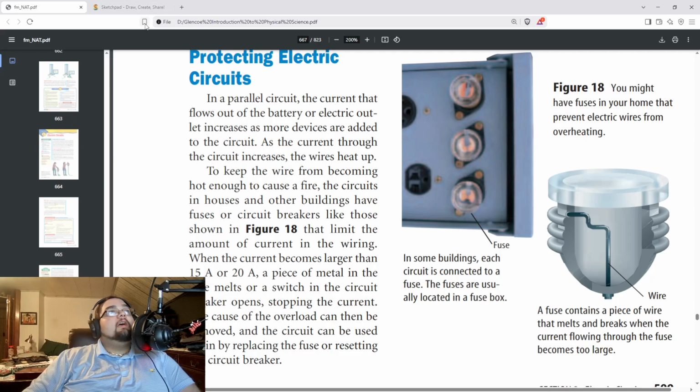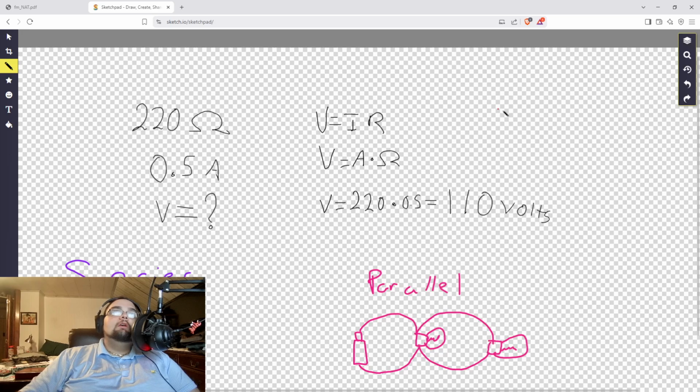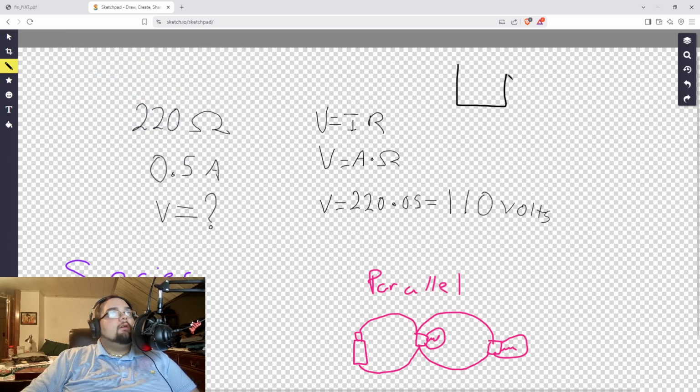A lot of times, overload can be caused by using a lot of electricity at once. So, the microwave can use a lot of electricity, right? Here's your microwave.